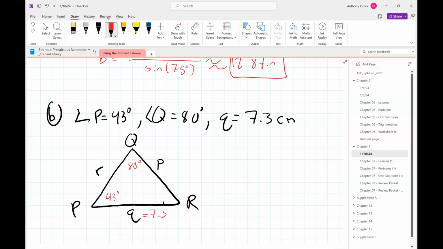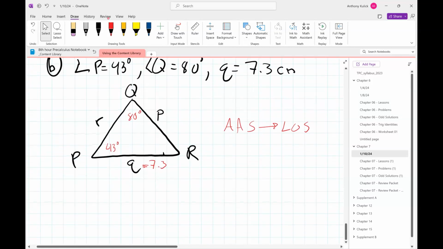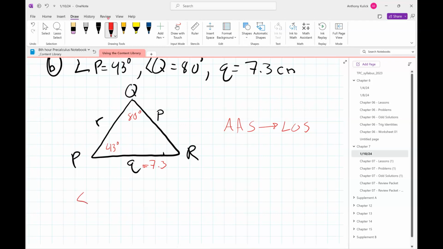Which situation did I land in here? Yeah, angle, angle, side, or side, angle, angle. It doesn't really matter which way you call it. Everybody's okay? That tells us it's the law of sines. Again, notice that we have 2 of the 3 angles, so what should we do right away to start? Find the third. So 180 minus 80 minus 43. So that's 57. And I'll write that in.